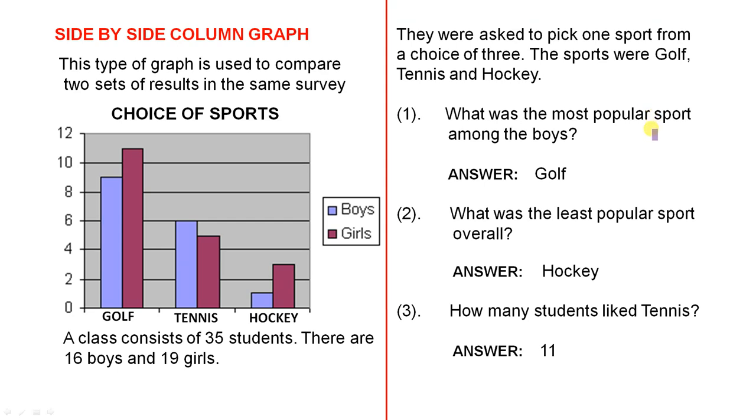What was the most popular sport among the boys? We have golf, because that's the longest column. What was the least popular sport overall? That means combined, using both boys and girls, the least popular was hockey. It's quite evident to see that. How many students like tennis? Well, you have to add the 6 and the 5 together, and that gives you 11 students like tennis.